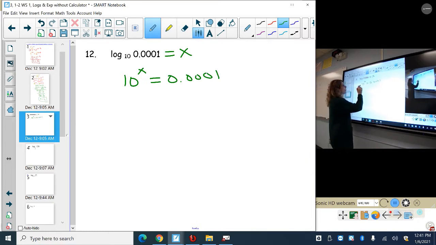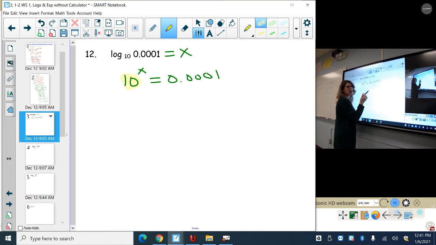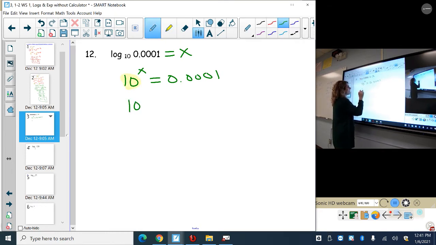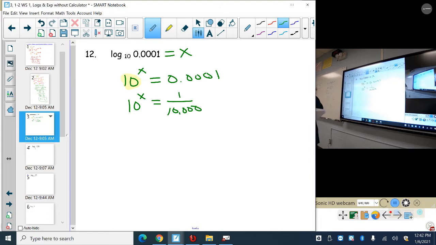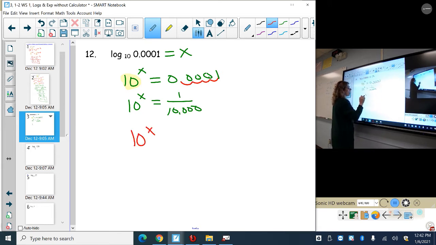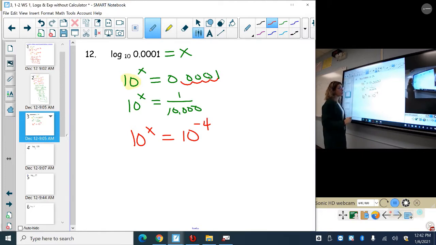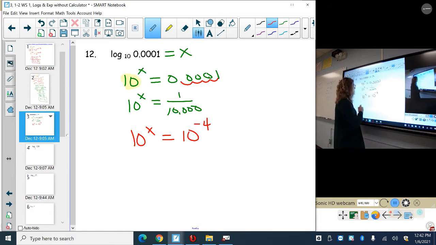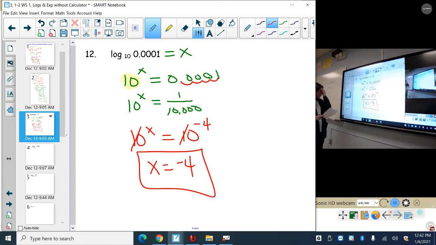Now I have a base of 10 over here, but I have this nasty decimal. That decimal is basically the same thing as what? The tenths, the hundredths, the thousandths, the ten-thousandths. So that's 1 over 10,000. Well, what is 1 over 10,000? Your brain could have immediately gone to scientific notation and said that that was 10 to the negative 4. Why? Because you moved it over 4 places. You can skip the fraction completely, but it is 1 over 10 to the 4th. So therefore, x is equal to negative 4. Okay?